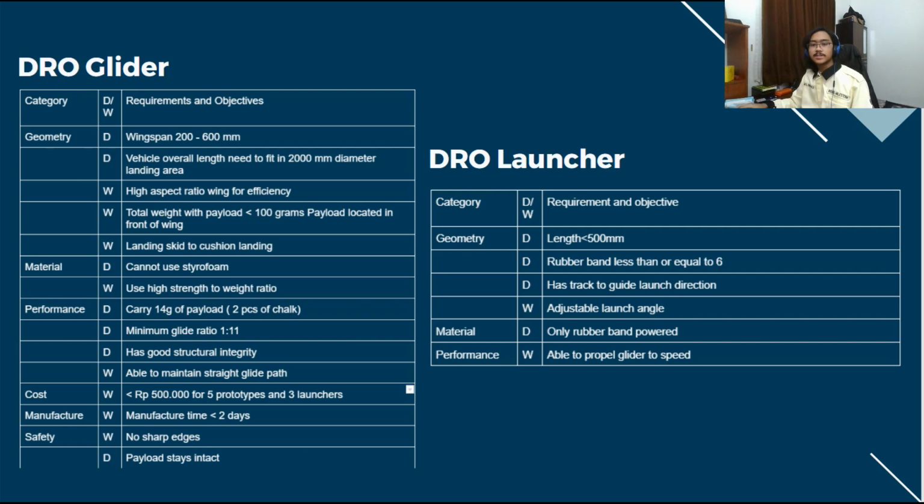For the material, it is demanded that we only use rubber band powered propulsion. And under the performance category, we wish for the launcher to be able to propel the glider to speed.